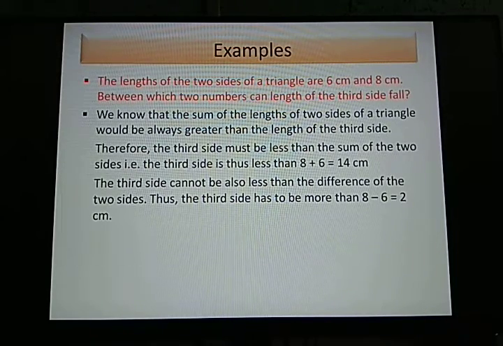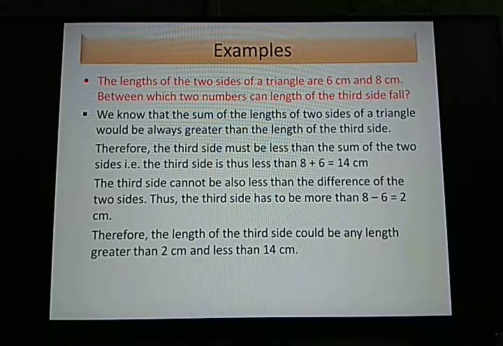So what we came to know is that the length of the third side could be any length which is greater than 2 centimeter and less than 14 centimeter. By these two conditions, we have come to know that the third side's length will be any value that lies between more than 2 centimeter and less than 14 centimeter. In between that, any value can be the length of the third side. Clear?